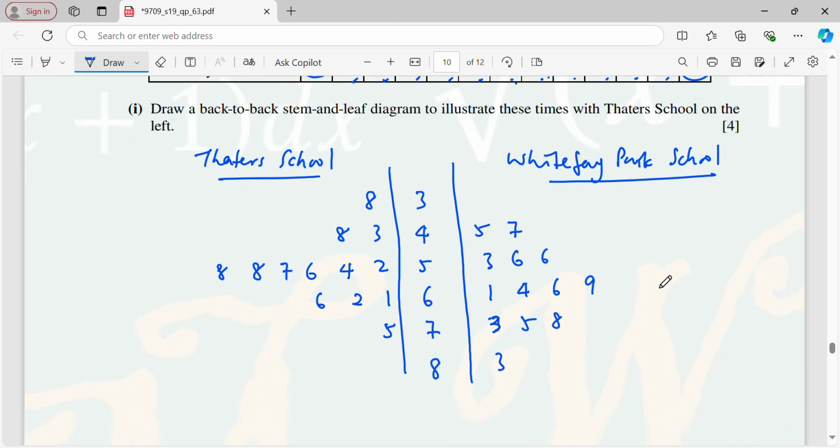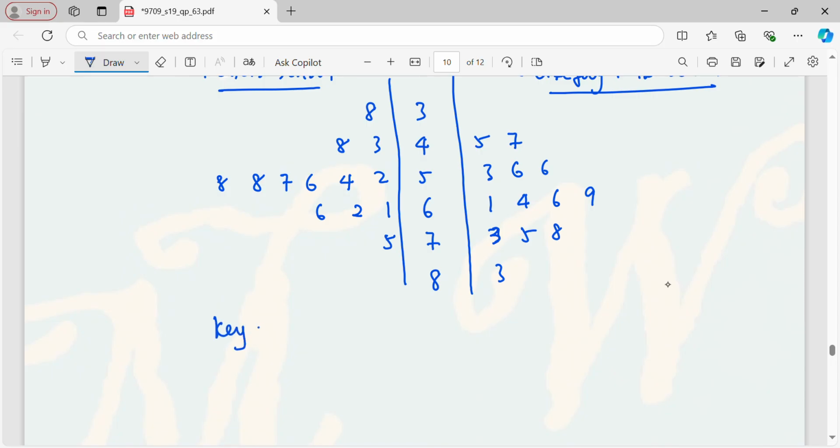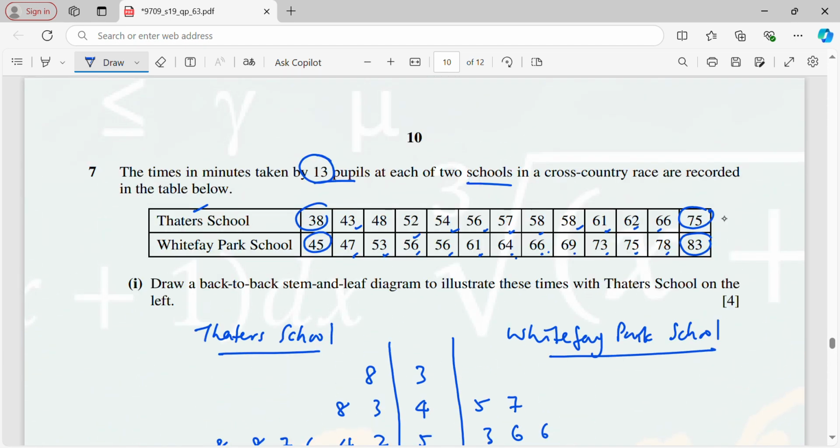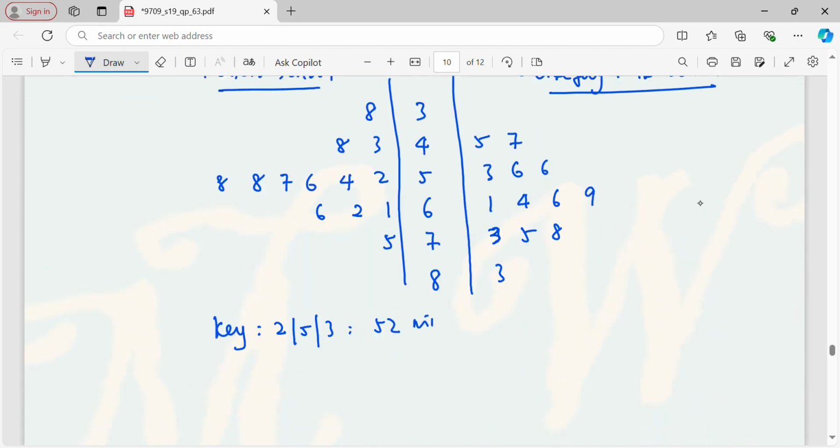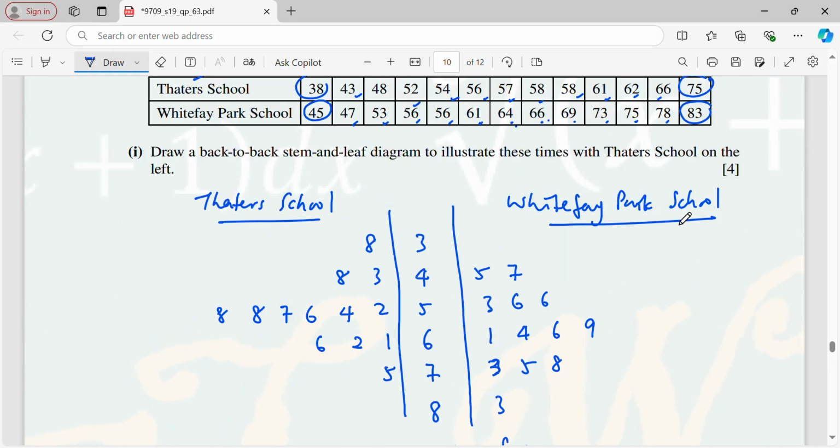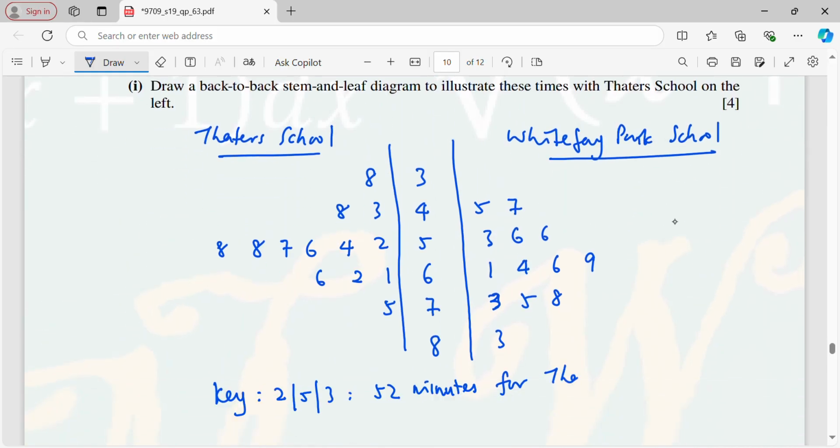Okay, so now I need to write down the key. So the key, let's say 2 | 53. That means this is 52 minutes for the first school, then it will be 53 minutes for the second school.